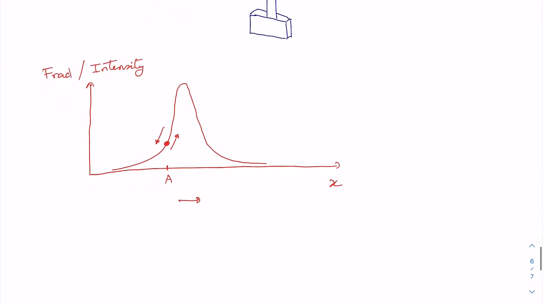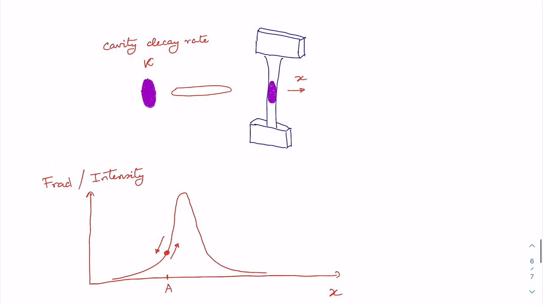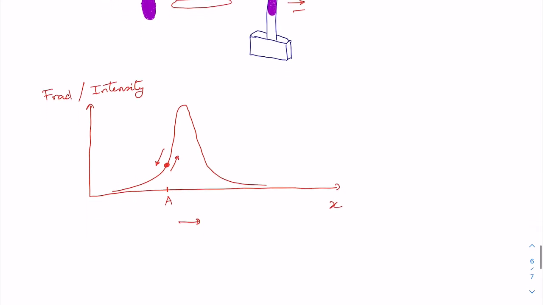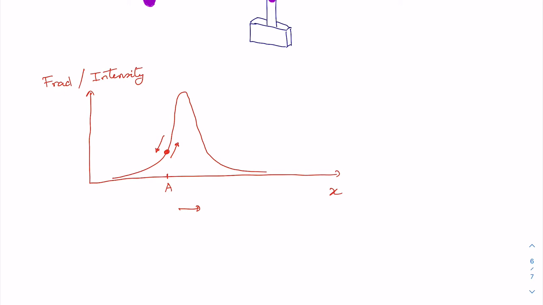Now let us consider the case where the motion is not that slow. That means this mirror is moving with some finite velocity. It's a very small velocity, but it's not the static case. This is the case for the dynamics. In that case, this diagram would be a little bit modified, and what we are going to get is this. Let me just plot it. We'll get this kind of a plot if the movable mirror is moving with some finite velocity.